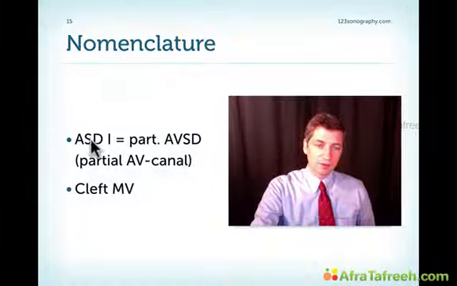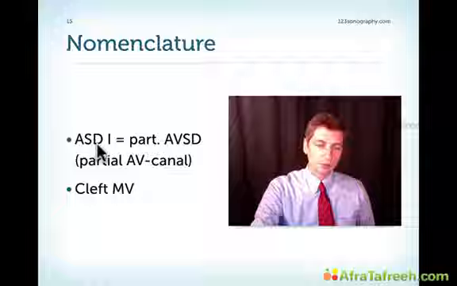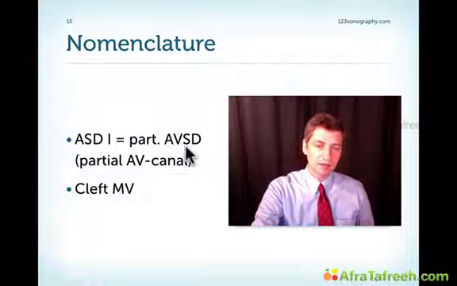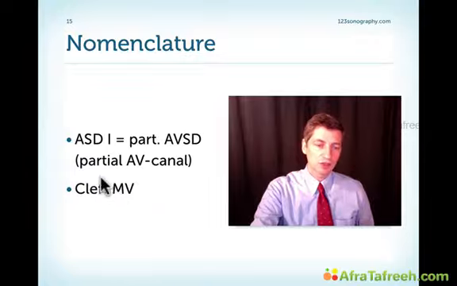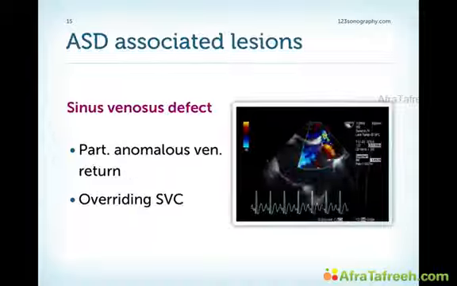There are different other names for the atrial septum primum defect. This is also called a partial AVSD, atrioventricular septal defect, or partial AV canal. This is all the same entity. And in all of these patients, we have an association of malformation of the AV valves. And typically in the ASD1 patients, we have a cleft mitral valve.